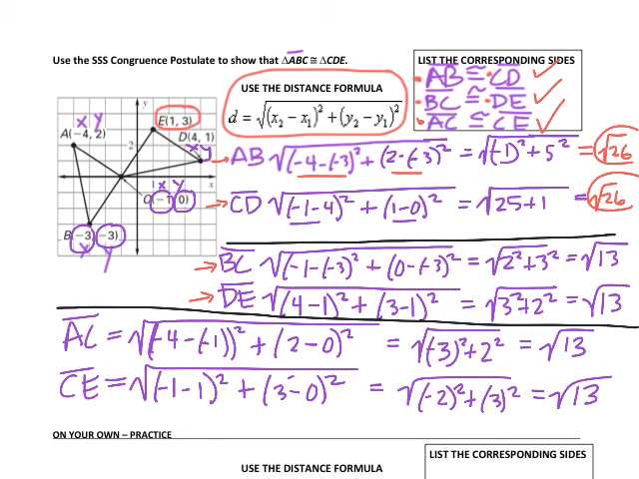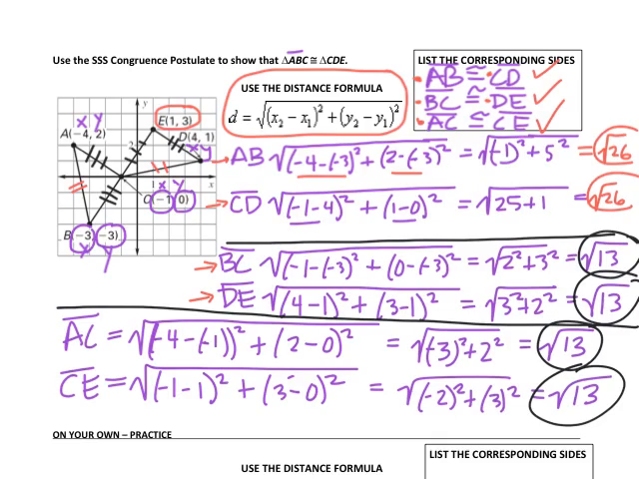So it looks to me like we have a long side. These two are the long sides, and then these are the shorter sides of the two triangles. So we have isosceles triangles there, and that's why we had so many of the results as the square root of 13, because two sides on each triangle are the same length.